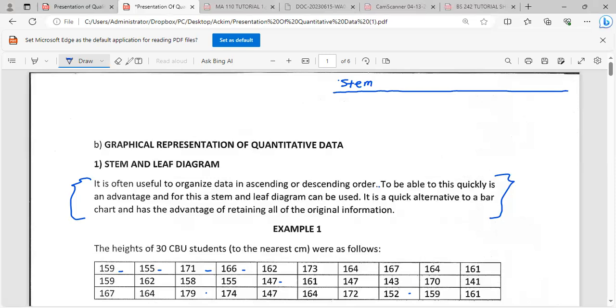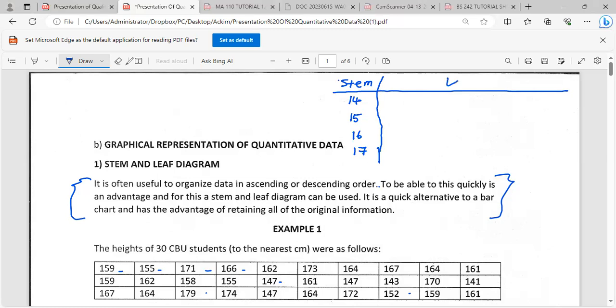So in our case, we have 150 something and 160 something. In terms of writing 140 something, we'll just write 14. Then we'll write 15 for 150 something, then 16 for 160 something, then 17 for 170 something. I think it only goes up to 170 something, unless someone has noticed any 130 something or 180 something. So the stem is sorted out.